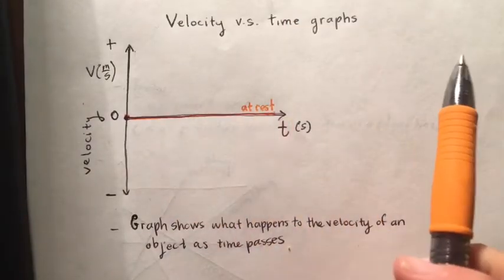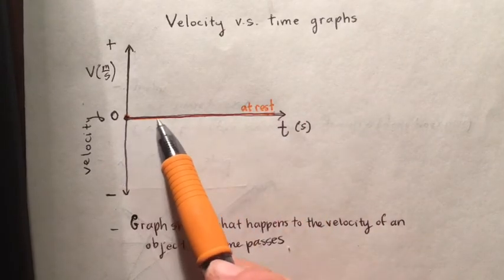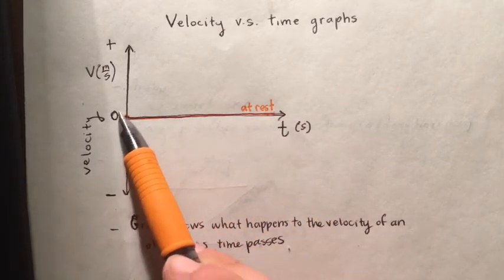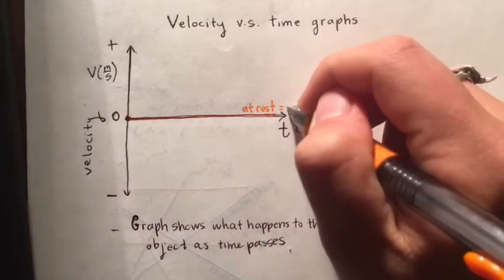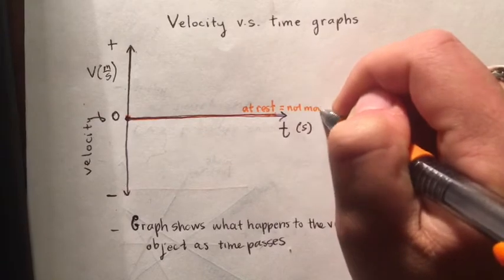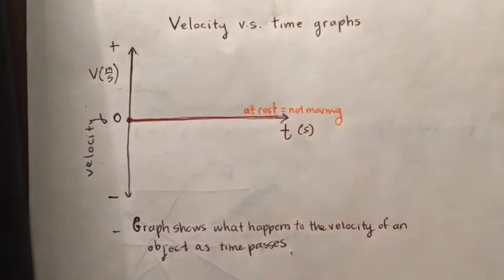So on a velocity versus time graph, if you see a horizontal line along the horizontal axis or at 0, this means that the object is at rest or not moving because the velocity is 0.